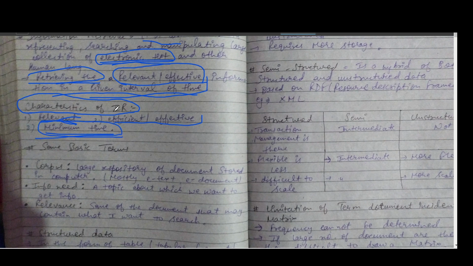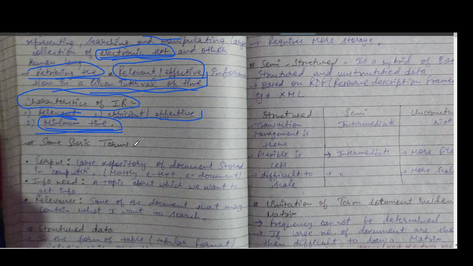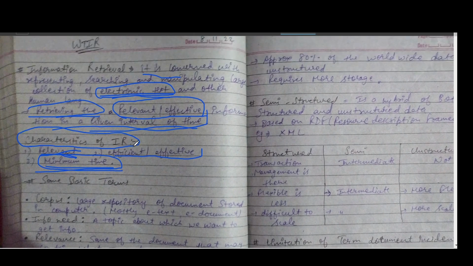So these are the characteristics of information retrieval: the information should be relevant, effective, efficient, and retrieved in a given interval of time, or you can say a minimum time. So this is about information retrieval and the characteristics of information retrieval.